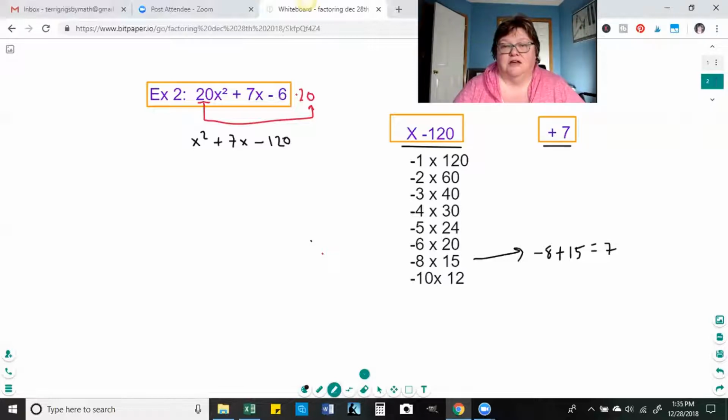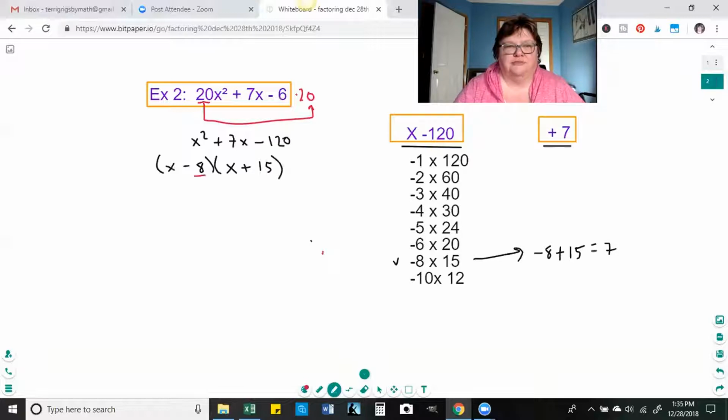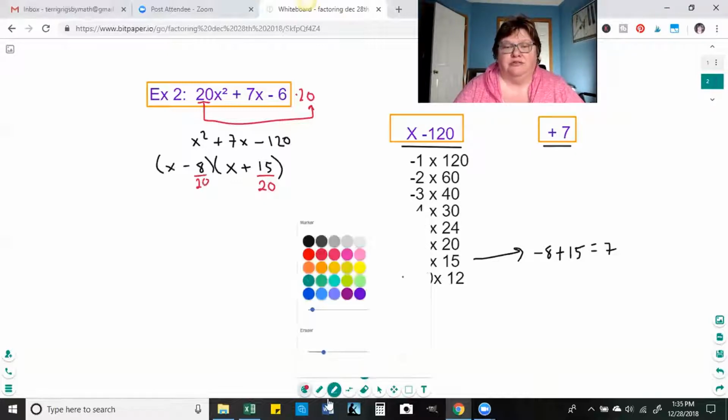Okay, so I'm going to use that combination now back here. So I'll get x minus 8 times x plus 15. And again, you are not done, because if you multiply that out, you wouldn't get a 20x squared. So now that 20 that you multiplied with, you've got to divide by that now. That's why it's called slide and divide. So divide both of those by 20. And now neither one of those works, but they both can be reduced. So I am going to reduce them if I can.